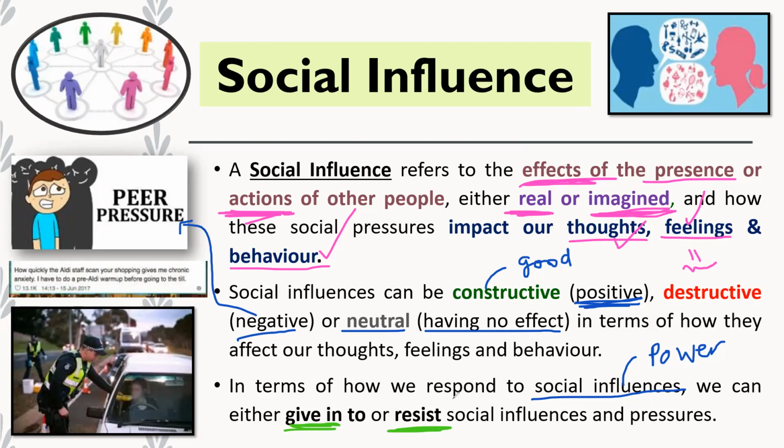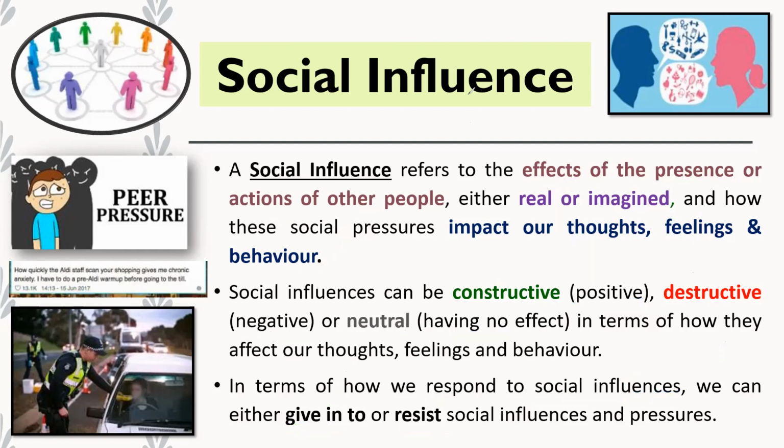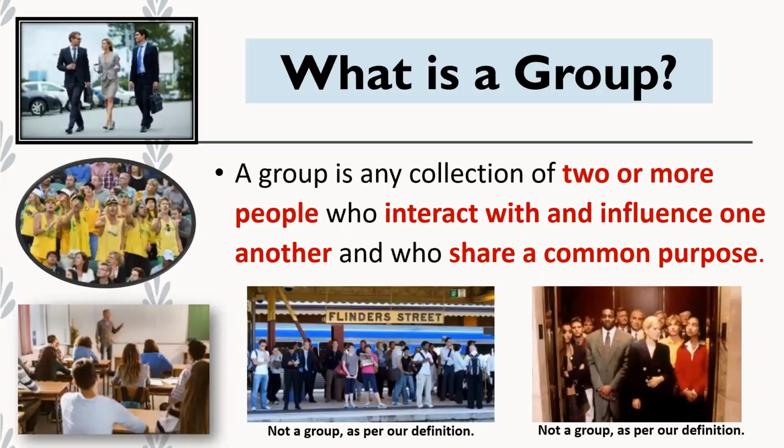So with reference to social influences, we can either choose to give in and accept, or we can choose to resist, which means to go against. Okay, that's just some basic introductory information on what social influences are. Hopefully you're clear that it's about the effect of someone, and how the power they have over you influences your thoughts, feelings, and behavior.